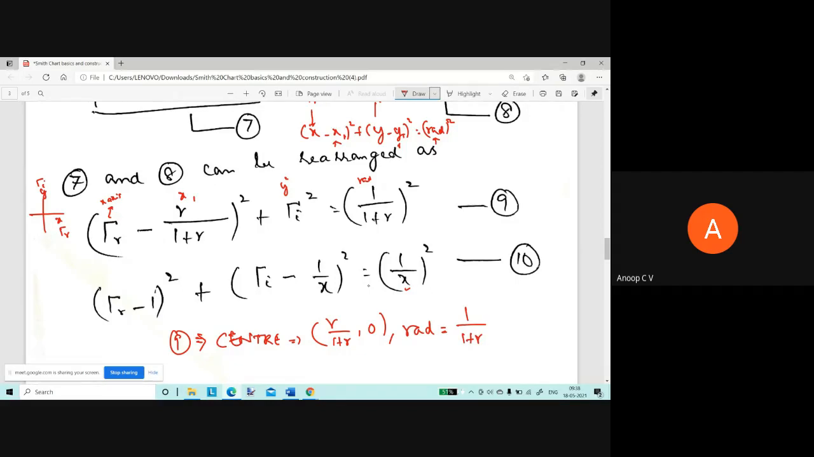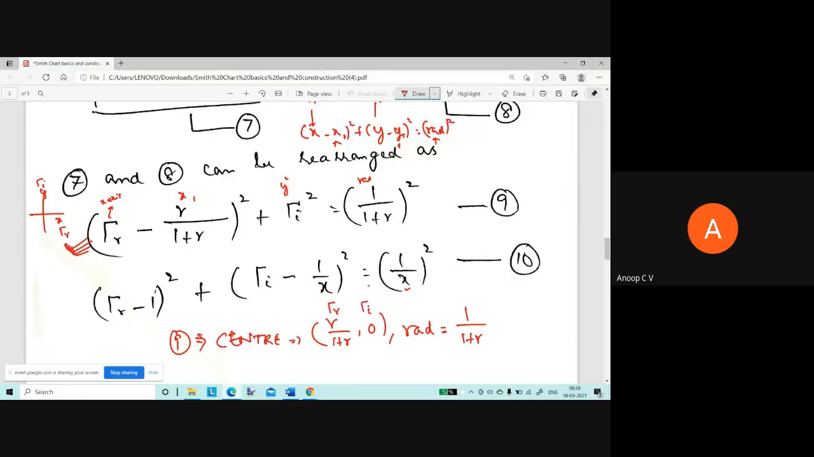So this is the equation of a circle in the complex gamma plane. Equation number 9 is the equation of a circle in the complex gamma plane with center at R by 1 plus R comma 0. Which means the real coordinate of the center, gamma R, is R by 1 plus R, and the imaginary coordinate is 0, so gamma I equals 0. It will lie on the real axis. Maybe we'll see a GeoGebra simulation of that, right? Then the radius is 1 by 1 plus R.